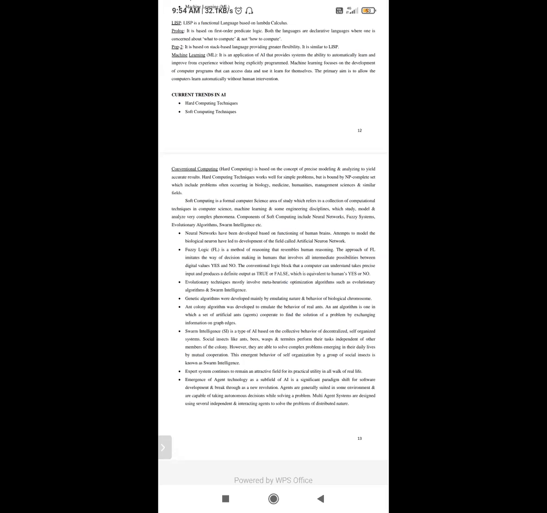Next one. Agents are generally suited as autonomous entities and are capable of taking autonomous decisions while solving the problem. That means these agents will take the decisions on their own, individually, while solving the problem. Coming to multi-agent systems, a number of agents will be there. Multi-agent systems are designed using certain independent and interacting agents to solve problems of a distributed nature. That means everything will be distributed among the agents. So this is regarding today's class.